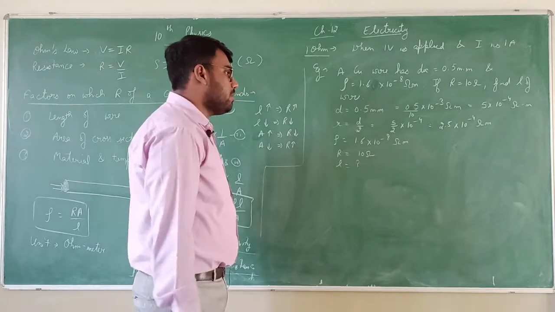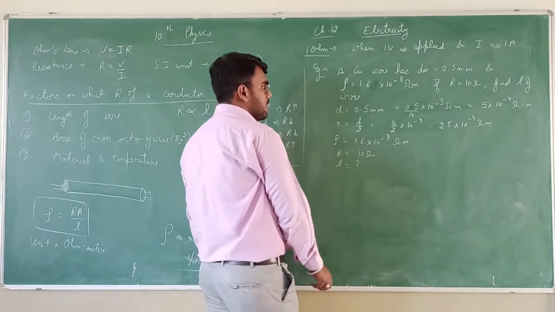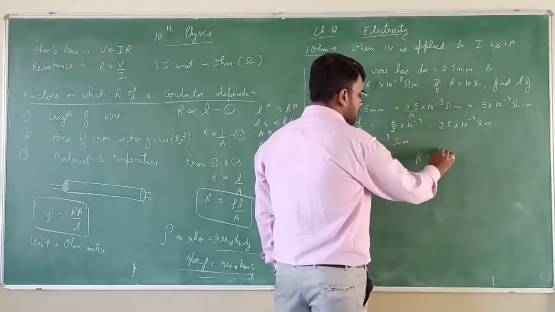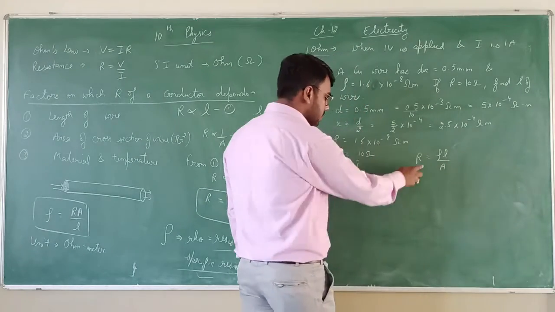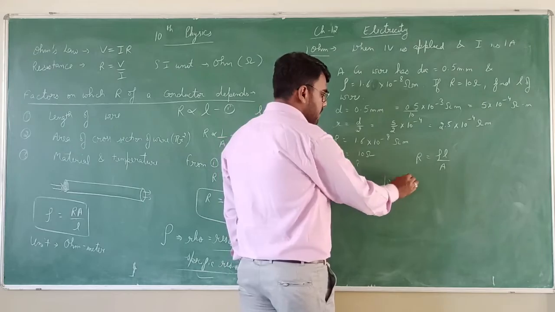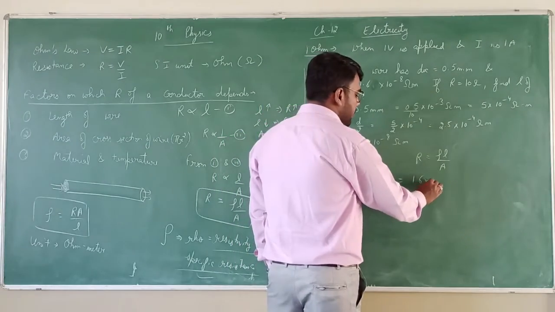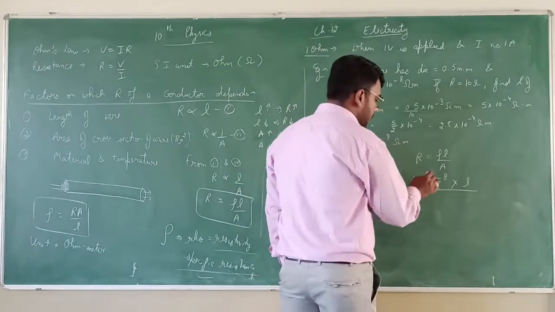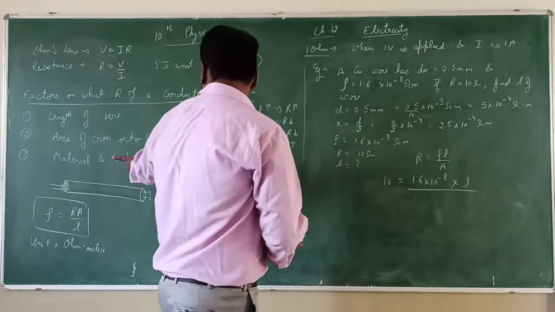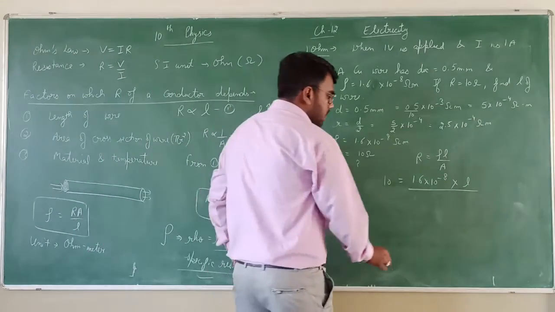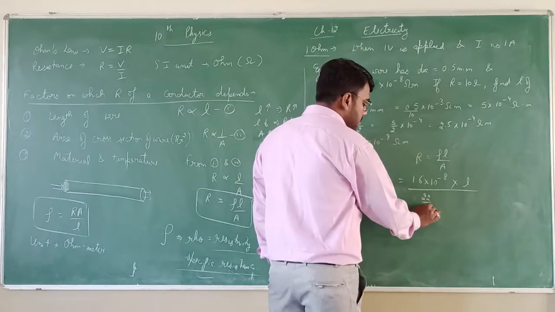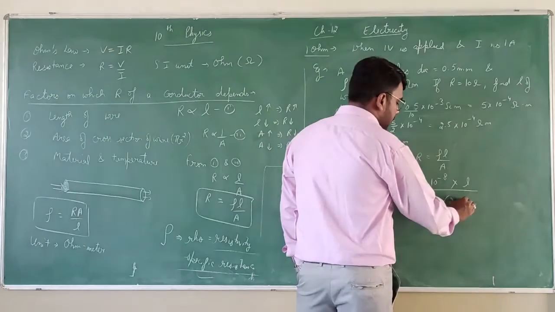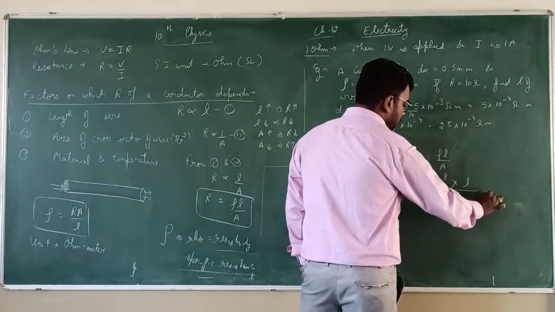Let us apply the formula of resistance which contains this data. What is the formula for resistance? R equals rho L by A. What is the value of R? 10. What is the value of rho? It is given, 1.6 into 10 raised to power minus 8, into length, upon A. Area is pi r square, because we take area of cross section. The value of pi is 22 by 7. What is the value of r square? It is 2.5 into 10 raised to power minus 4, squared.